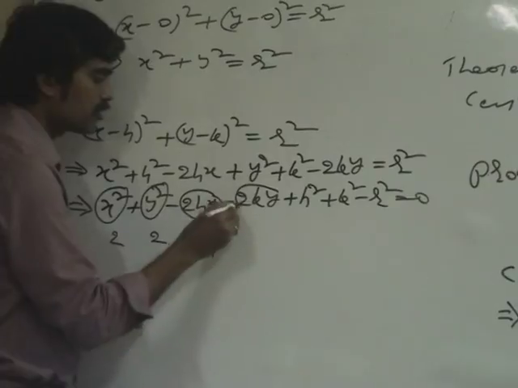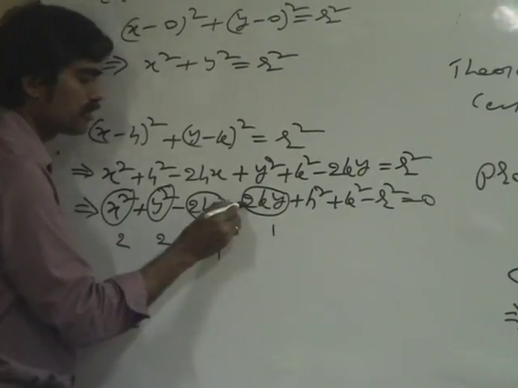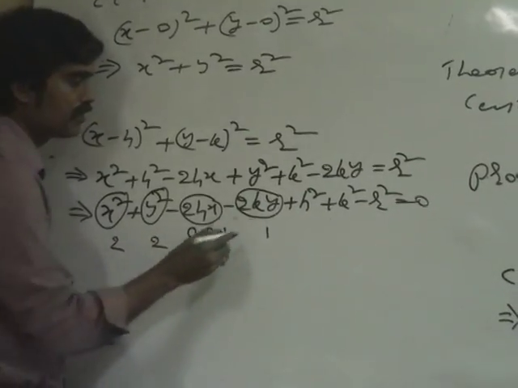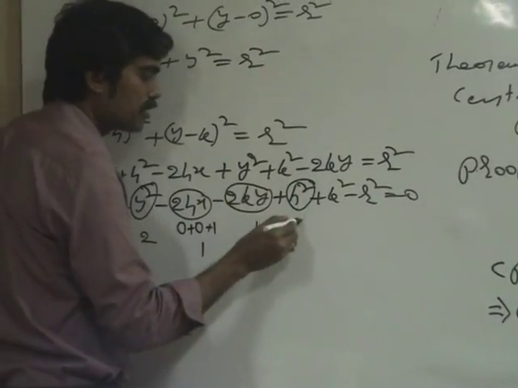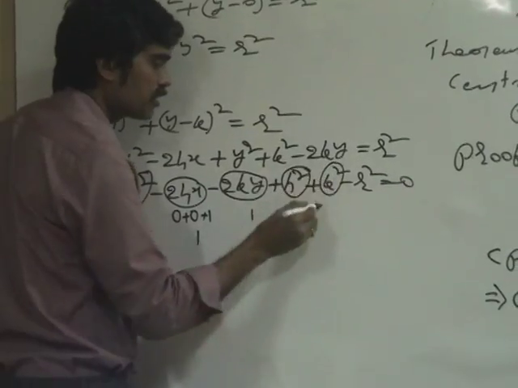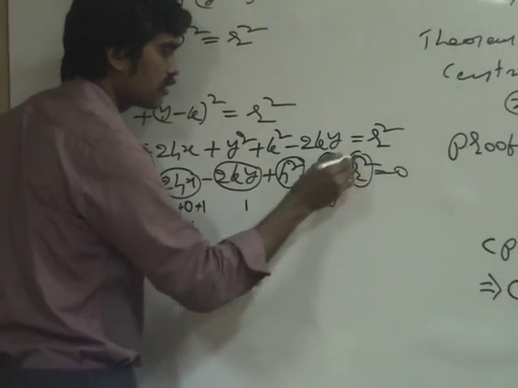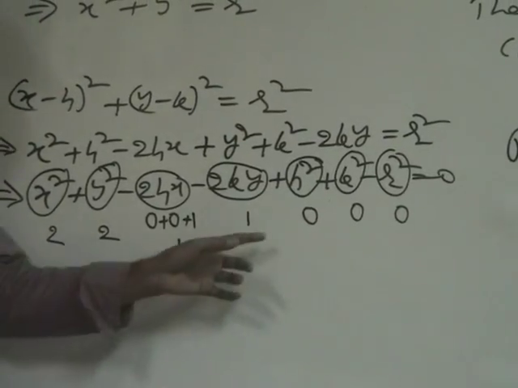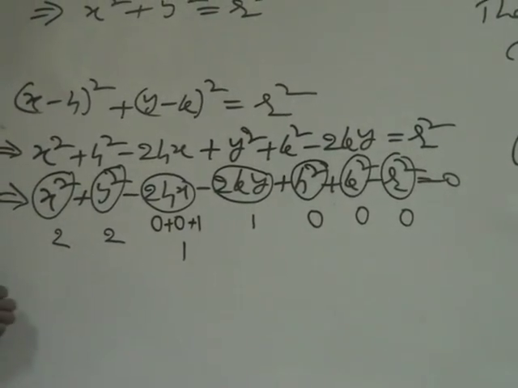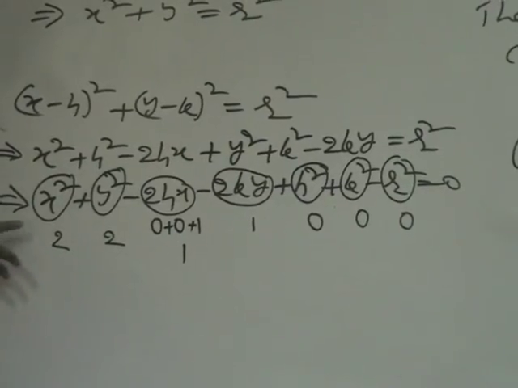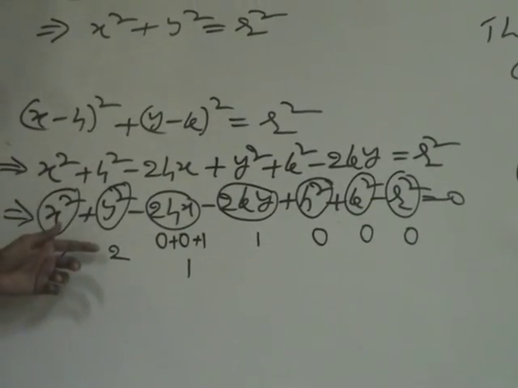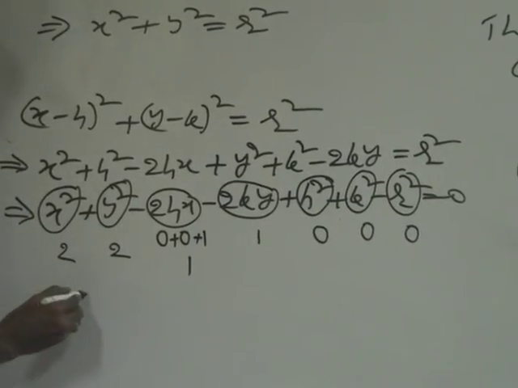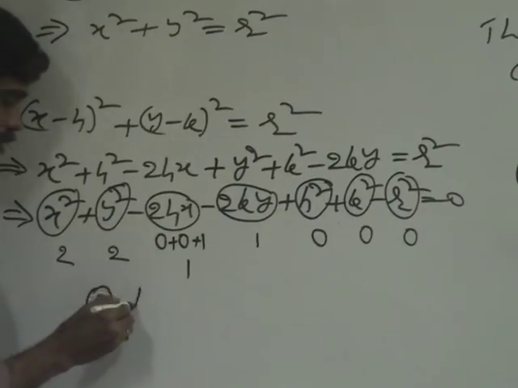Similarly, the degree of this term is also 1, because 2 is a constant, k is a constant, and y has degree 1. h square is a constant, degree is 0. k square is a constant, degree is 0. r square is a constant, degree is 0. Of all these degrees, the highest degree is 2. That's why the equation of a circle is a second degree equation in x and y. This is the first point.